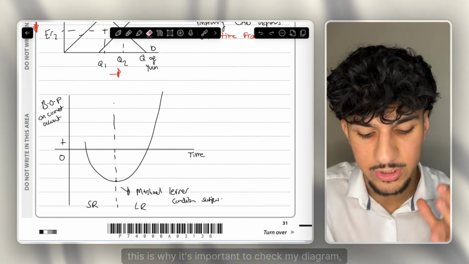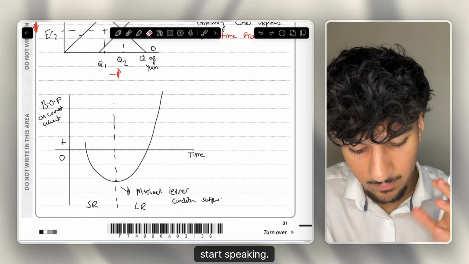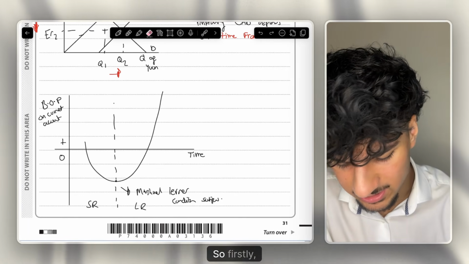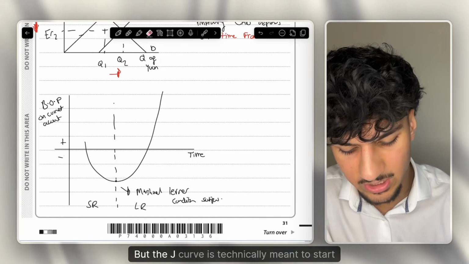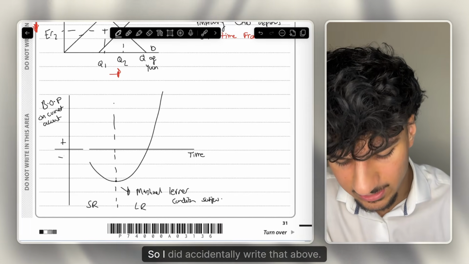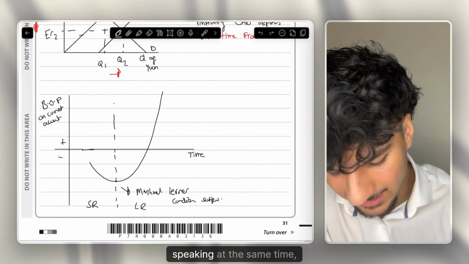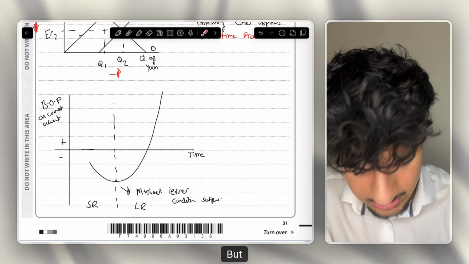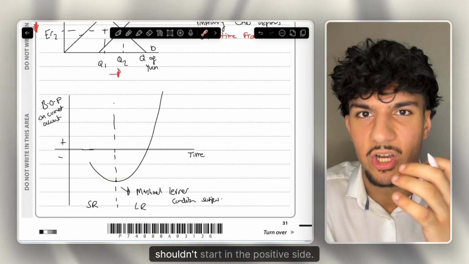But before we get into it, this is why it's important to check my diagram, since I did check it just before I was about to start speaking, and I did realise I have made a mistake here. So firstly, that's just like a little error where I've written 0 instead of putting negative, but the J-curve is technically meant to start below, so start at negative. So I did accidentally write that above. It is probably because I am teaching and I'm speaking at the same time, so I'm a bit distracted. But yeah, it shouldn't start on the positive side.